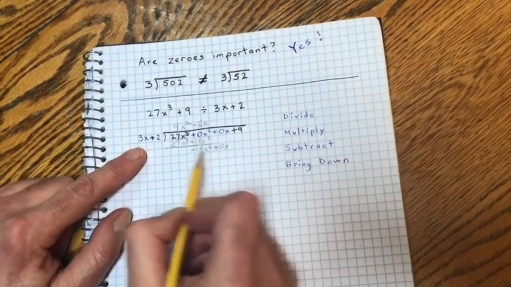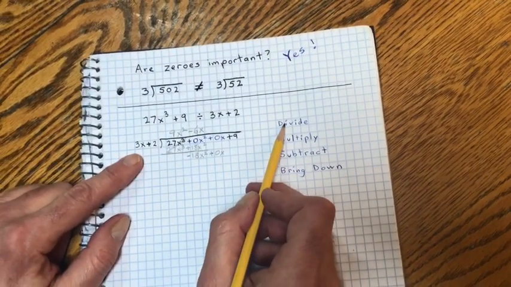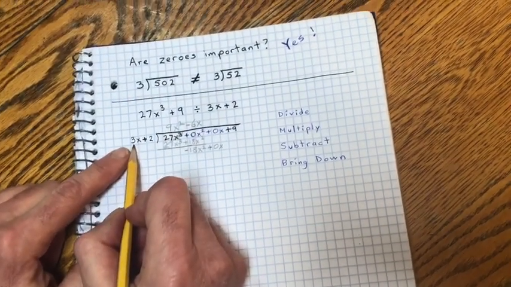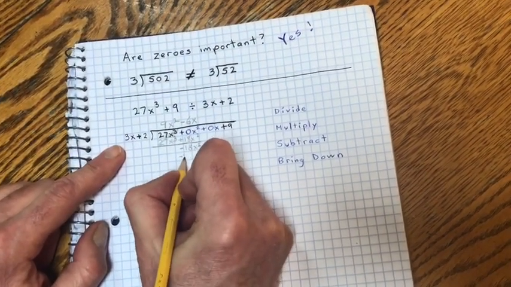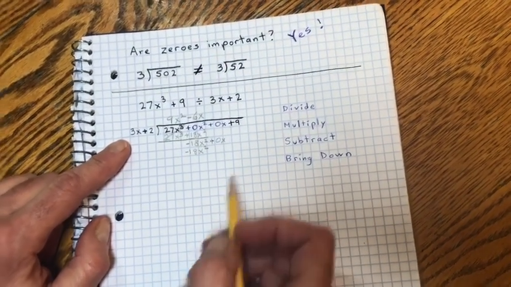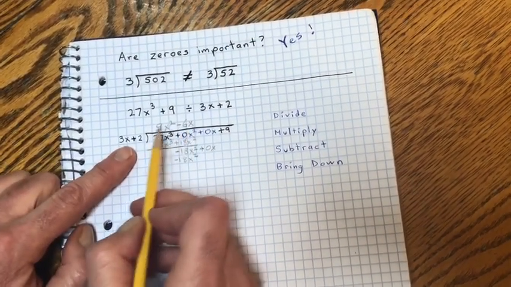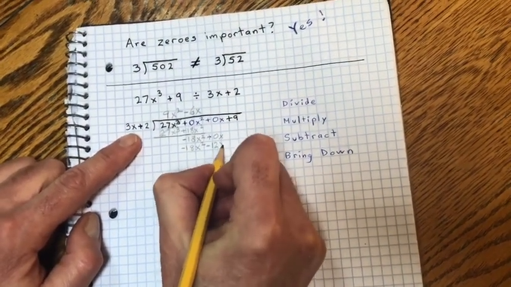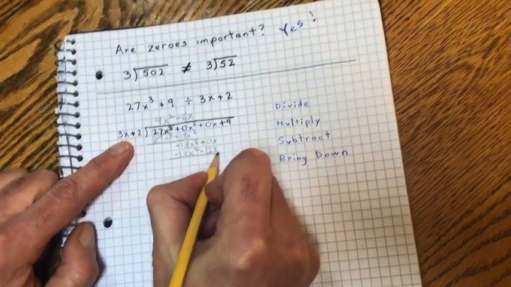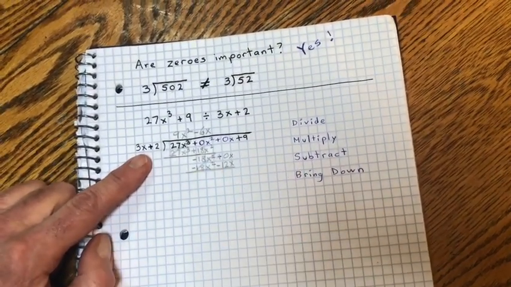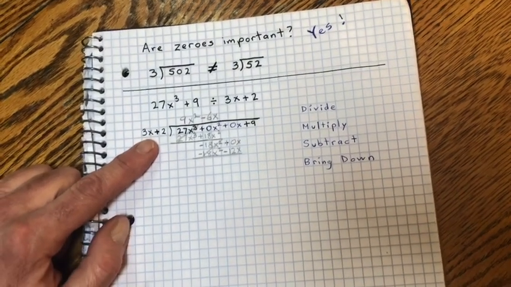Okay. That's dividing. Now multiply. This times this always must equal that. If it doesn't, go find your mistake. Negative 6x times 2, that's negative 12x. All right. These are exactly the same. When we subtract, they cancel, as they should.